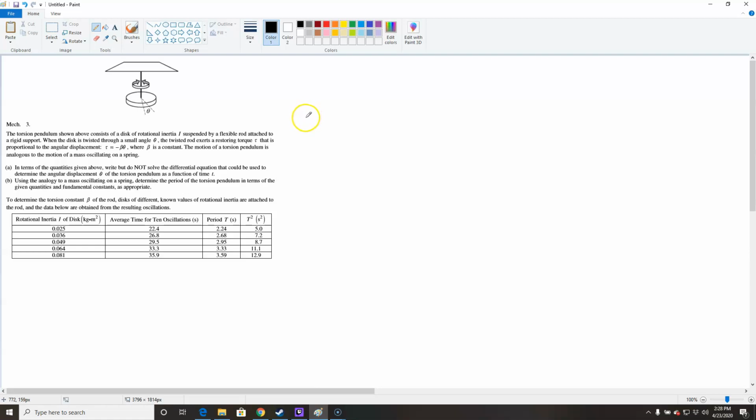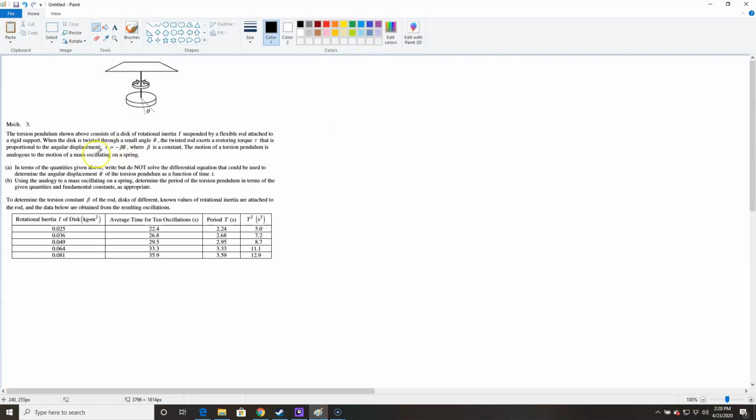Tau is negative beta theta. Beta is a constant, theta is the angle that's swept out in radians. The motion, it says here, is analogous to the motion of a mass oscillating on a spring. And part A wants us to write a differential equation that can be used to determine the angular displacement.